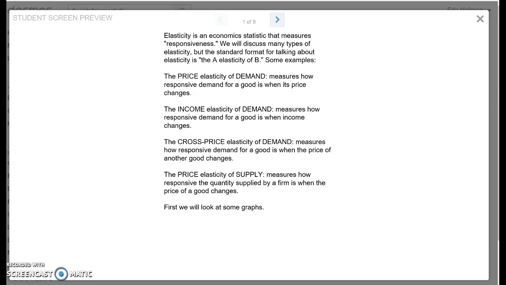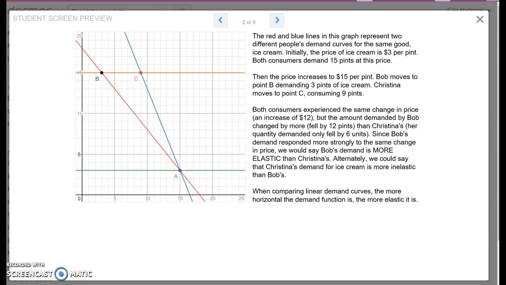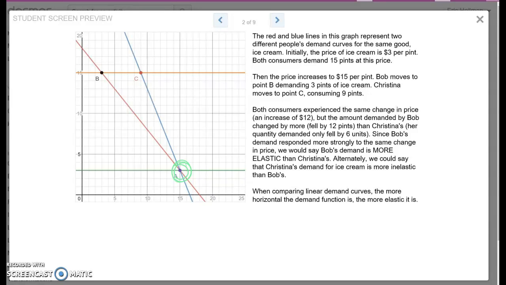So let's look at some graphs first before we get to some equations. Okay, so in this graph we have two different individuals' demand curves. We've got Mr. Blue and Ms. Red. Initially, everybody starts off at point A, where the price is $3, and both Mr. Blue and Ms. Red consume 15 pints of ice cream. So this is the demand for ice cream. Then the price goes from $3 to $15. I don't know, maybe there's like a milk shortage or something.